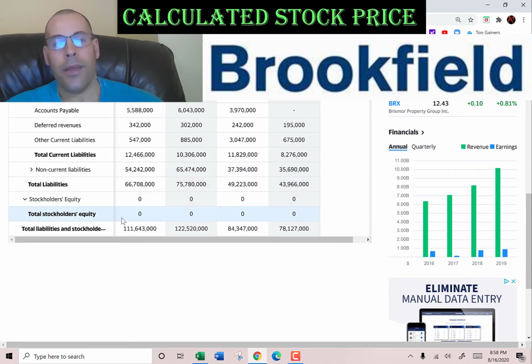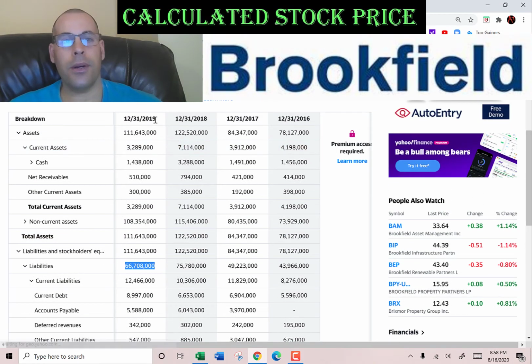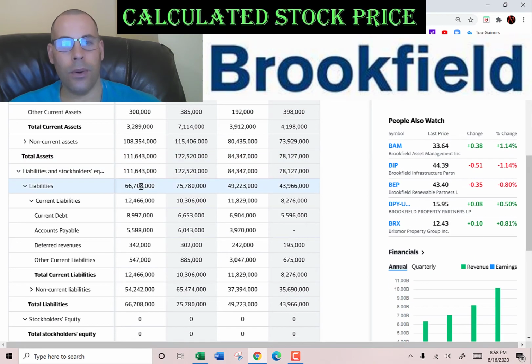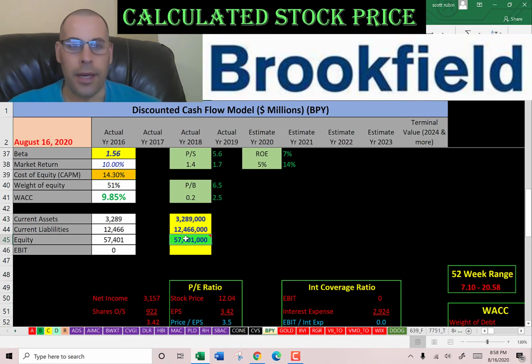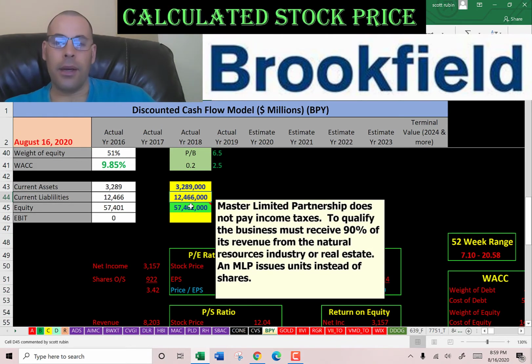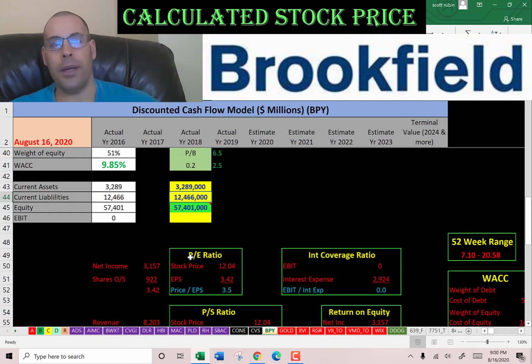And like I said earlier, they're structured as an MLP, and MLPs don't have equity. So to plug in a number for equity, I just took their total assets, $111 billion, minus their total liabilities, $66 billion, and that's $57 billion. As I said earlier, a big benefit of being an MLP is not paying income taxes. But in order to qualify to become one, you have to receive 90% of your revenue from natural resources or real estate, and this company does through real estate. Also, MLPs issue units instead of shares, which is why they don't have any equity. But I had to plug in this equity number just to figure out the discount rate for the model.